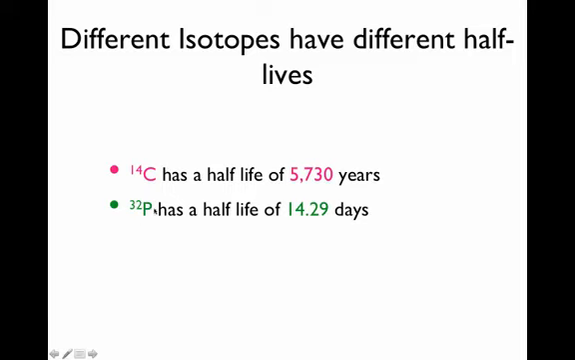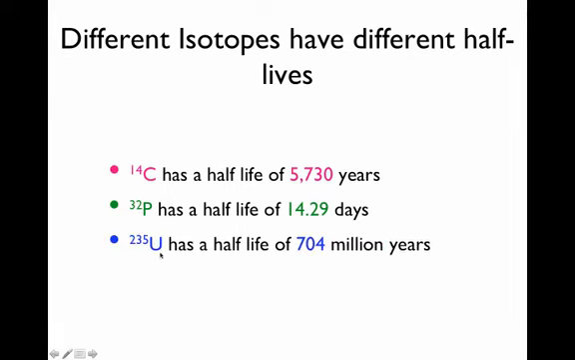So if you start out with a bunch of P32 atoms and you wait 2 weeks, half of them will have decayed into something else. If you wait another 2 weeks, half of the remaining half will have decayed. In comparison to carbon-14 and P32, uranium-235, which I mentioned as being an isotope that could be used to generate electricity, has a half-life of 704 million years. So it's an incredibly long amount of time before half of the uranium-235 atoms, if you had a chunk of them, would decay into something else.